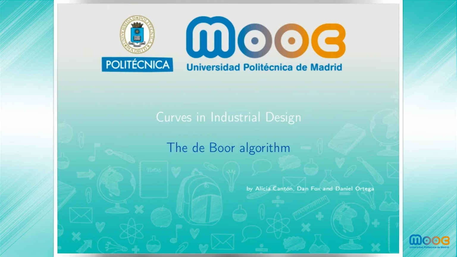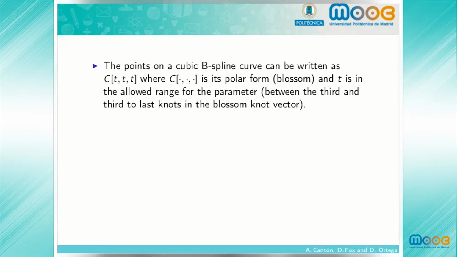Curves in industrial design. The de Boor algorithm. The points on a cubic B-spline curve can be written as C(t, t, t), where C with 3 entries is the polar form of the B-spline curve, and t is in the allowed range for the parameter. That means t lies between the third and third to last nodes in the blossom knot vector.